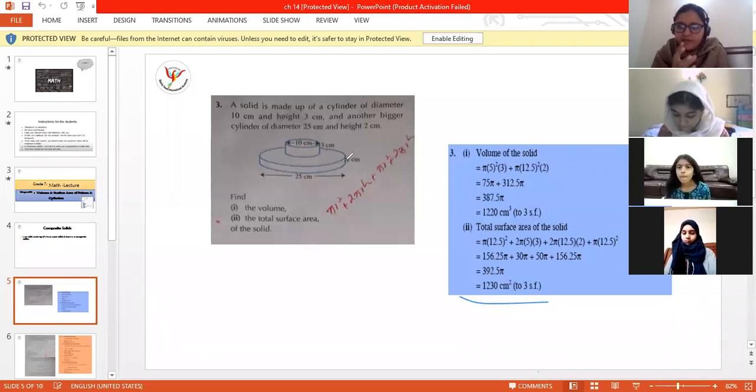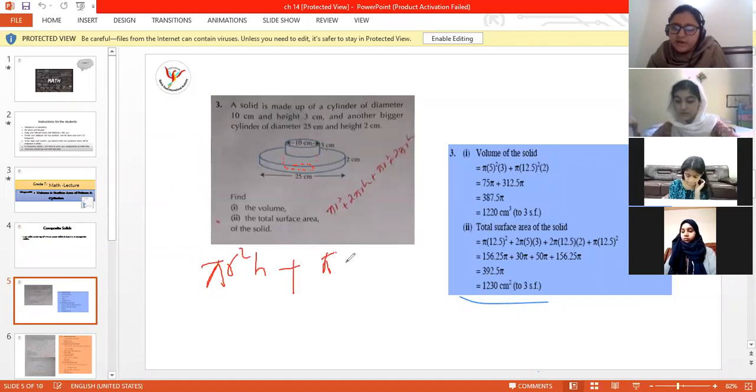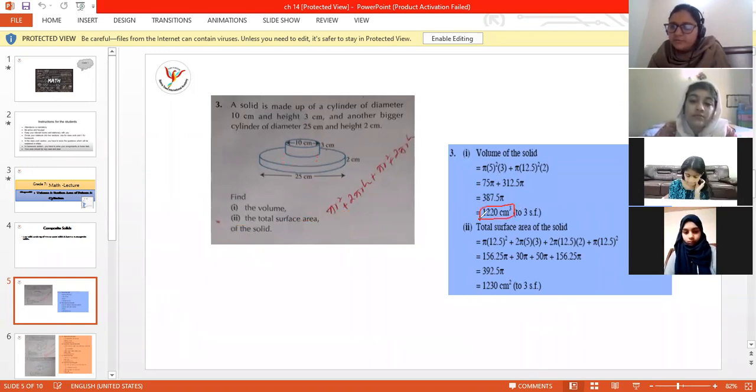Actually, this is the solid shape. You cannot see the inside of this upper cylinder, right? So what will be the volume? Volume is very simple. Just calculate pi r square h plus pi r square h. This is the bigger one. This is the smaller one. The bigger one has a radius of 12.5. The smaller one has a radius of 5 centimeters. You will calculate the volume of the solid in question number 3 by this formula. If you calculate it, the answer will be 122 centimeter cube, right?